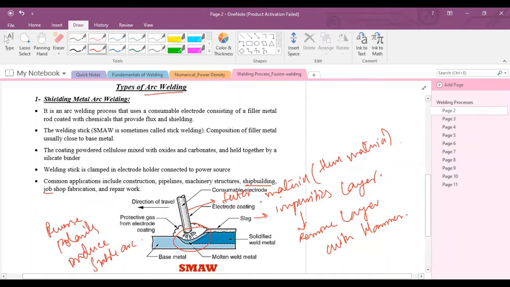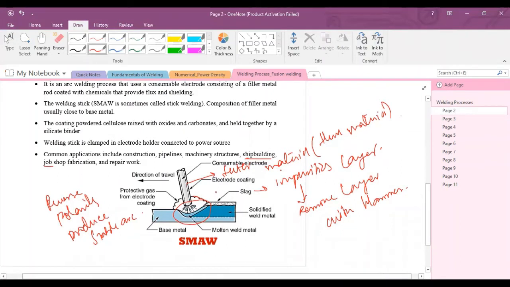Reverse polarity will use a stable arc. That's why reverse polarity is used to create an electric arc. The whole process is the same, the electric arc phenomenon is the same.